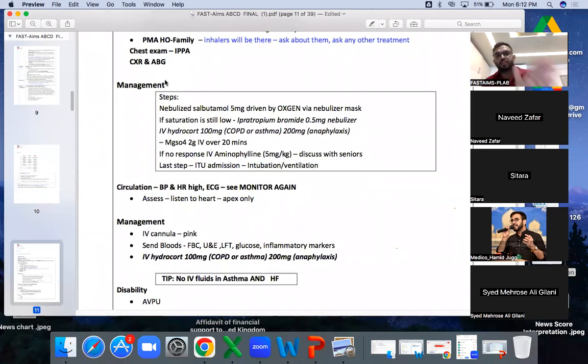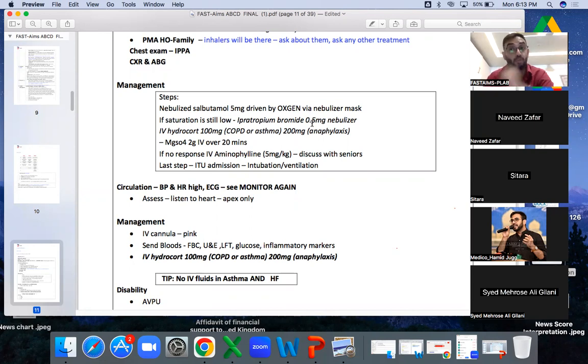The management steps are over there. First management step, oxygen, then nebulization driven via oxygen nebulizer mask. You will say oxygen driven salbutamol 5 mg via nebulizer mask driven by oxygen. These two steps are together. And the next step, if not better, ipratropium, this is again nebulizer, ipratropium 0.5 mg. If it is not getting better, you will give this.